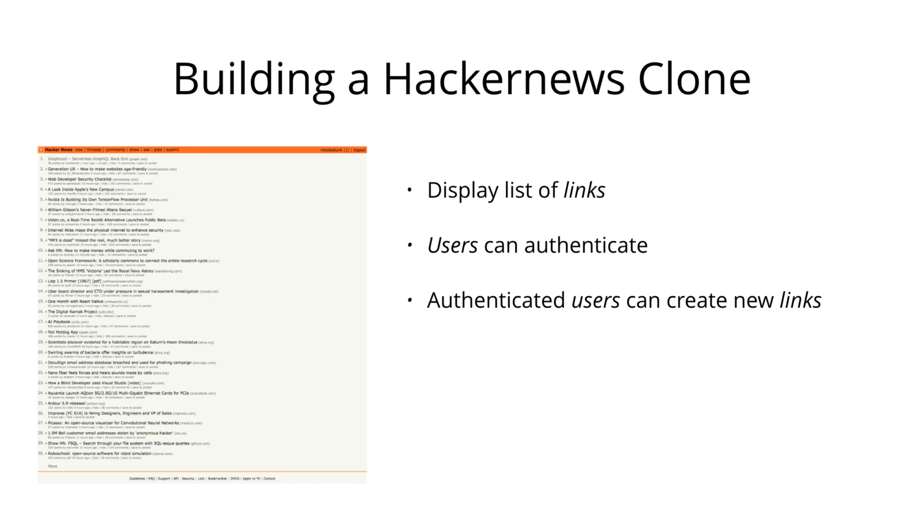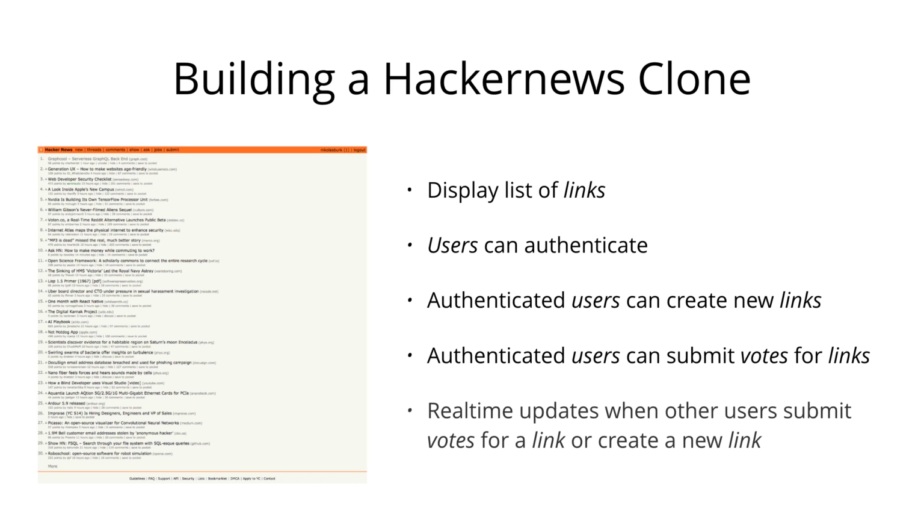Once a user is authenticated, they can create new links themselves that will be visible to other users, and they will also be able to submit votes on links. And finally, you'll also add some real-time functionality to the app using GraphQL subscriptions. The goal is for the app to update immediately after other users added new links or voted on existing links so that the user doesn't have to refresh the page to see the changes.